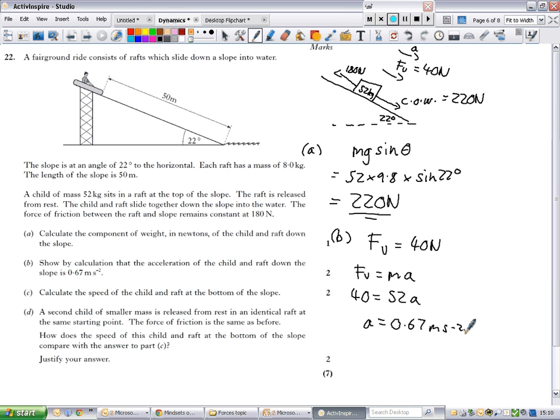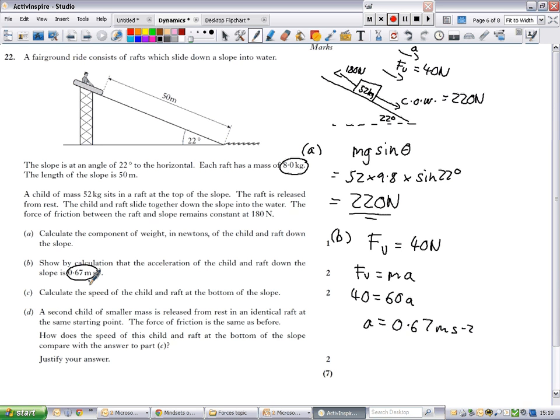Oh, sorry, I've missed that out. We've got 8 kilograms in there, so this is actually 60. So 60 a, which gives you 0.67 meters per second squared. Sorry, I forgot about that. So 0.67 is your acceleration there, that's proved.